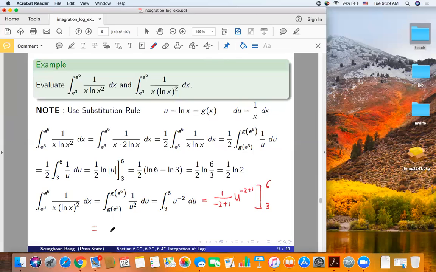This is the same as here, minus 1. This is u to the minus 1, which is 1 over u. We have negative 1 over u.